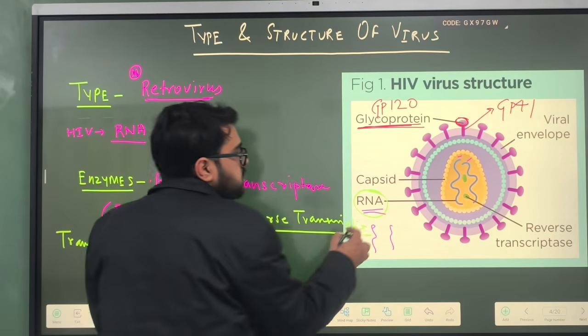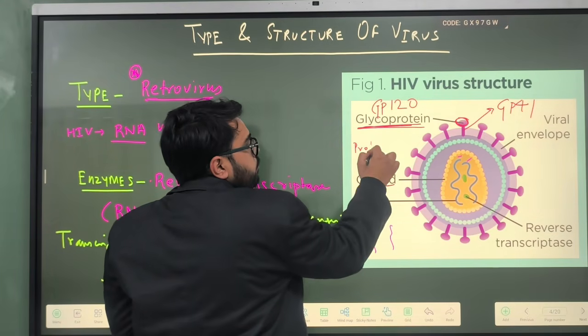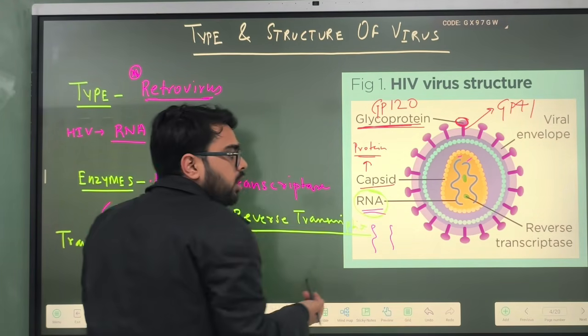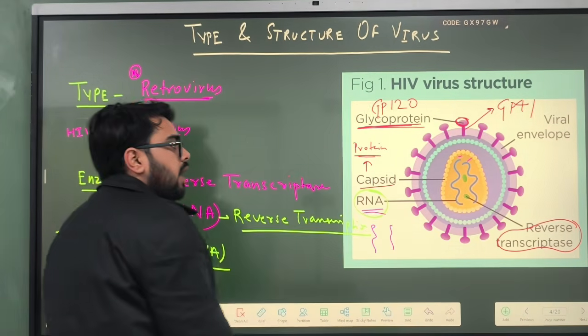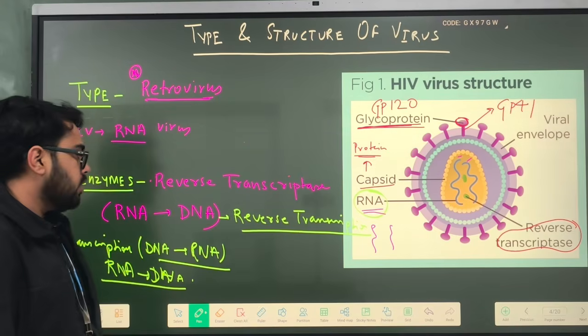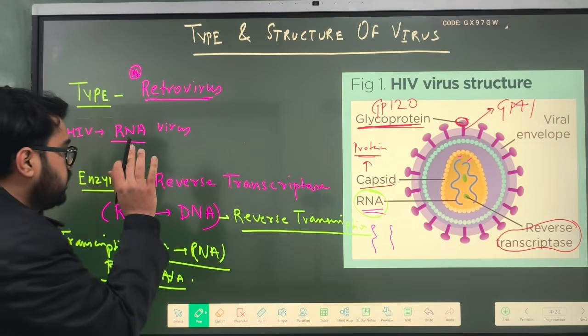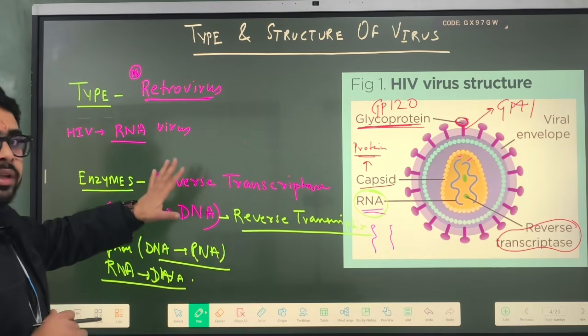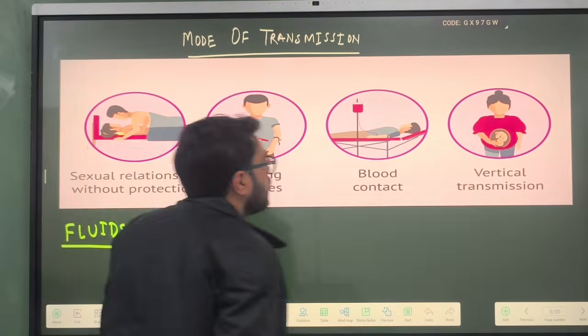At the same time, you can see here one capsid. The capsid is basically proteinaceous in nature. It is made up of protein. Reverse transcriptase is the name of the enzyme which is present in it, and it is an RNA virus, so RNA is the genetic material here. Done. I hope till this portion you have understood, and I'm telling you, from this page only you will get very important questions. Coming to the next one.